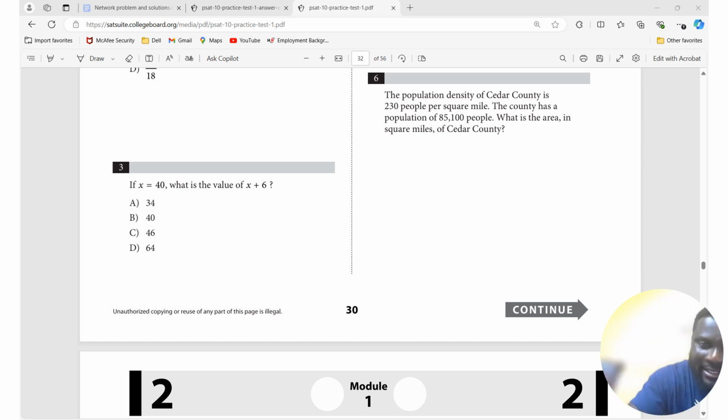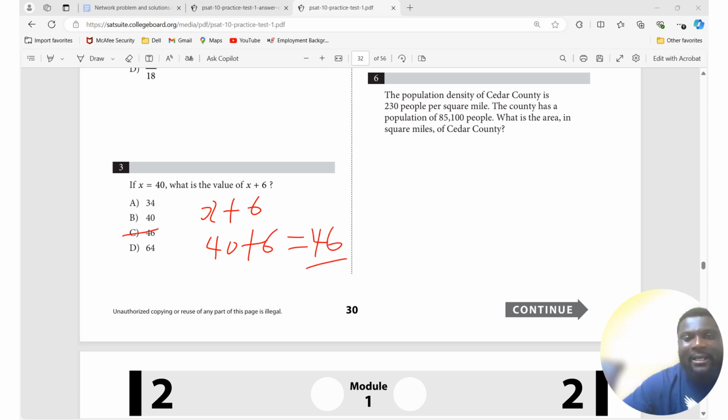So since we know x, all we have to do is substitute what x is into the equation. So we have x plus 6. Since we know that x is equal to 40, we have 40 plus 6, and that will give us 46. So that will be the answer. Now let's go to the next question.